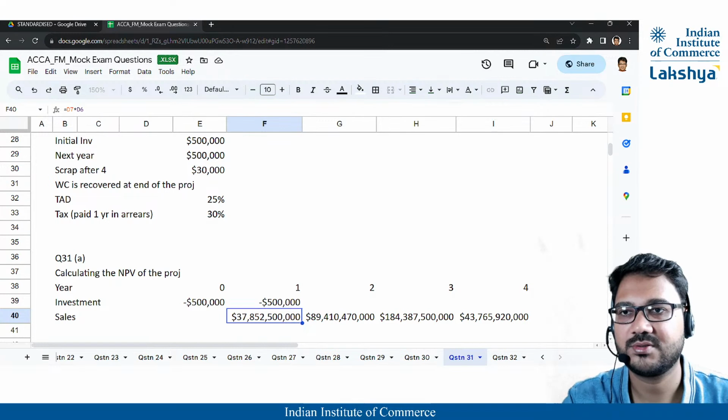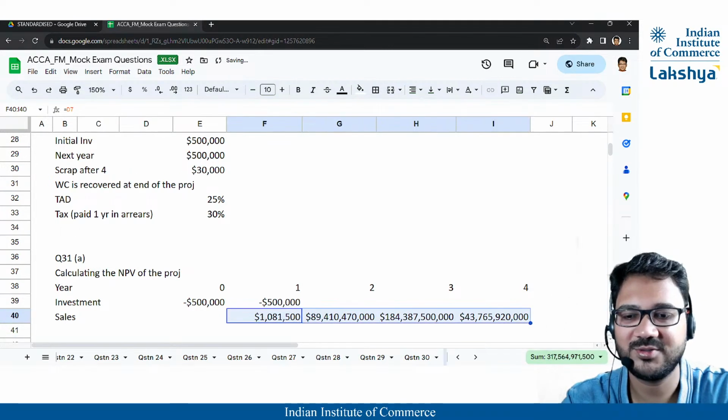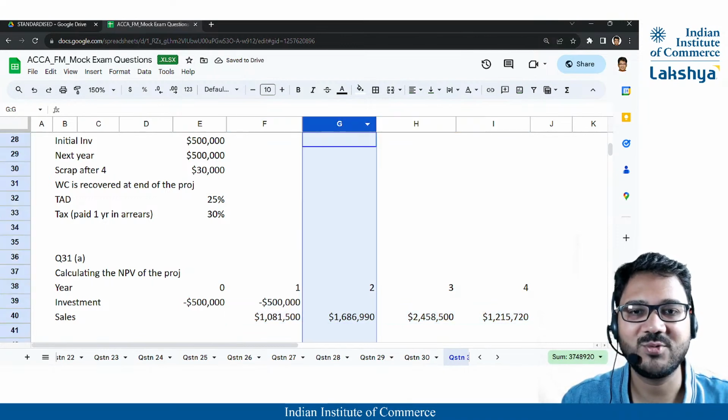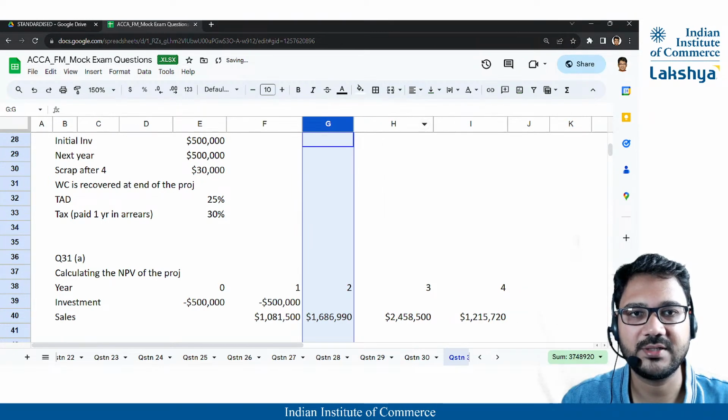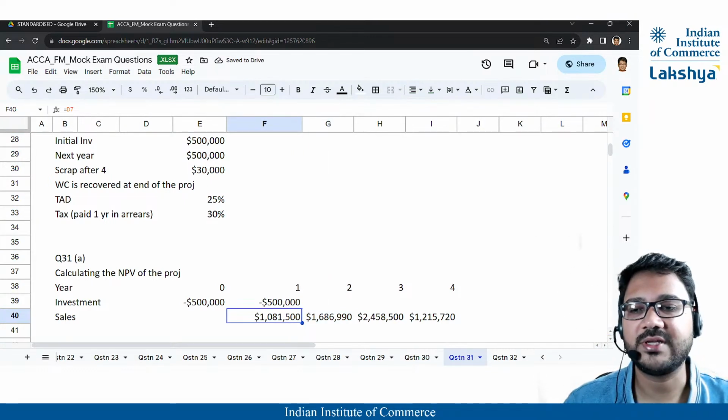I don't know why the sheet sometimes doesn't do what we want. So yeah, when you practice, you will understand sometimes it doesn't do instantaneously what we want it to do. Okay, so let me just bring these back. Okay, so year one sales, they were given as is.